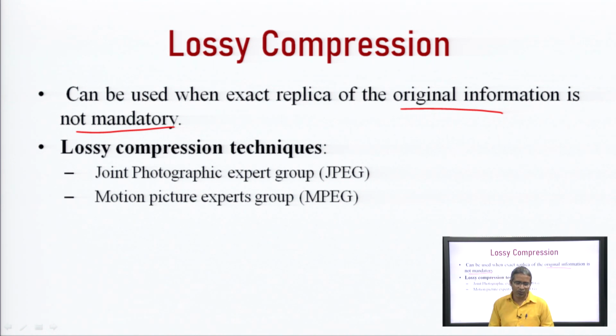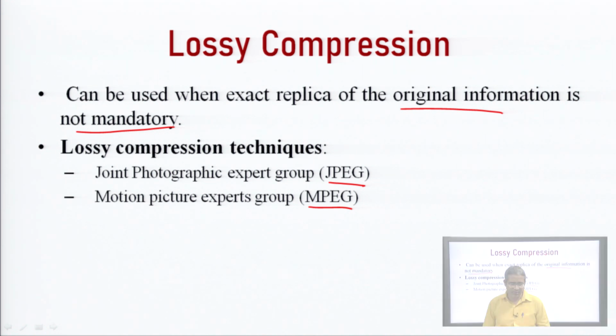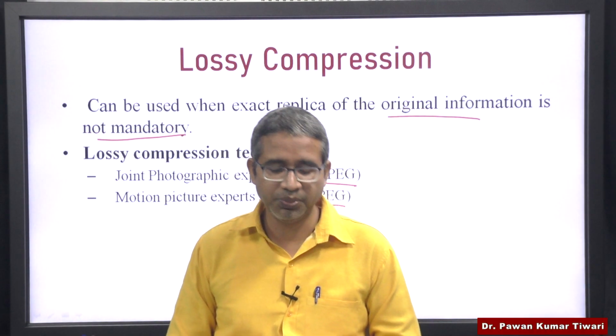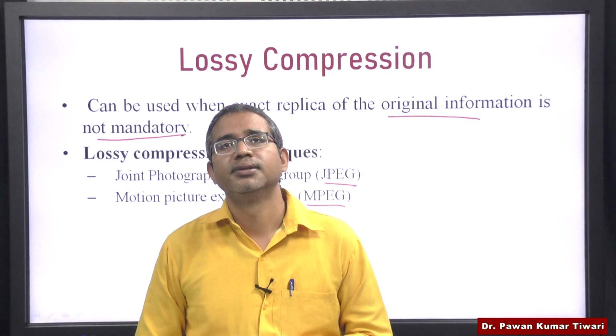Two major lossy compression methods used here are the Joint Photographic Experts Group, JPEG, and the Motion Picture Experts Group, MPEG. In JPEG, pictures and graphics are compressed, and videos are compressed through MPEG.